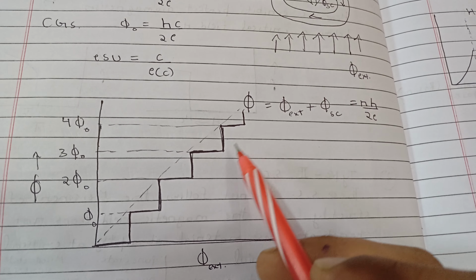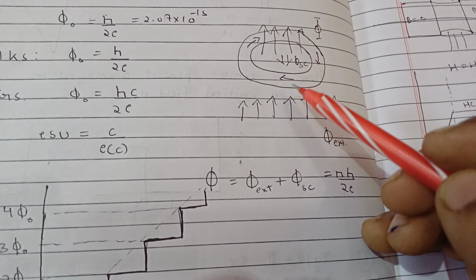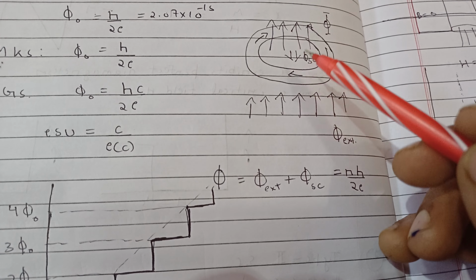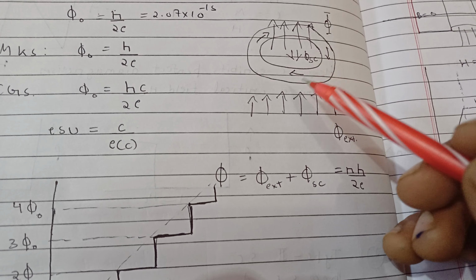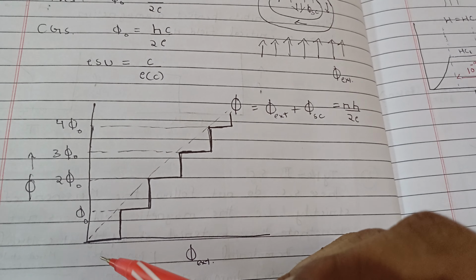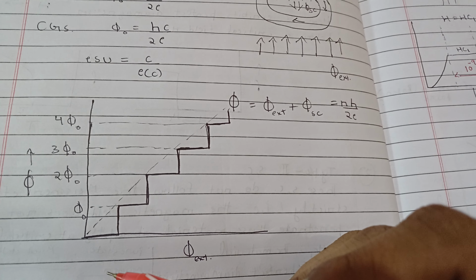That's how we can say that the net magnetic flux passing through this ring or any hollow cylinder of superconducting material is quantized in the form of phi naught. Hope it is clear to all of you.